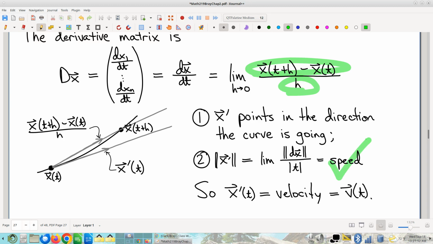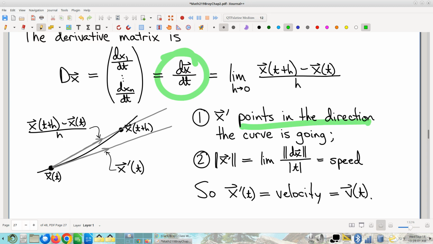So what we have is this lovely interpretation that our derivative vector points in the direction of motion, and the magnitude is the speed. That is an old physics concept. A vector pointing in the direction that you're going, whose magnitude is your speed. That's velocity. That's the definition of velocity. So derivative of a parametric curve is the velocity. Lovely conclusion.